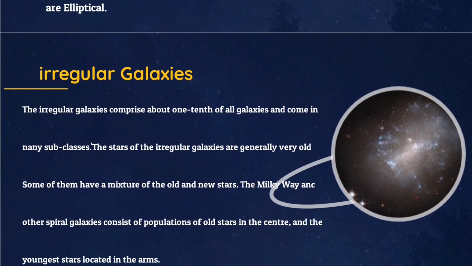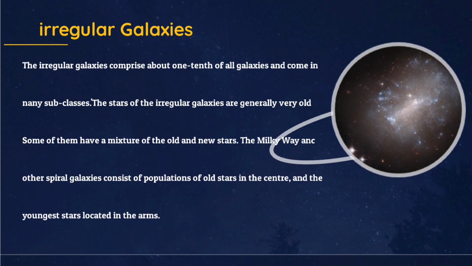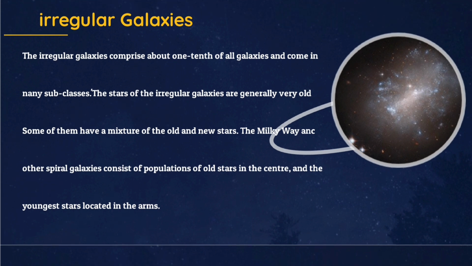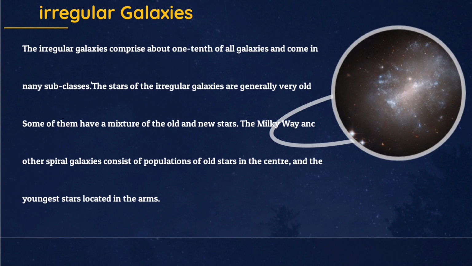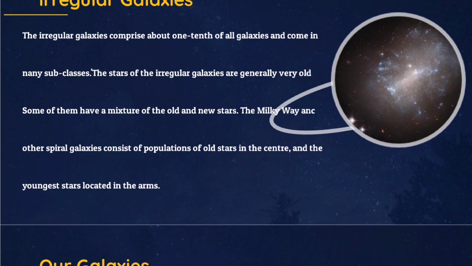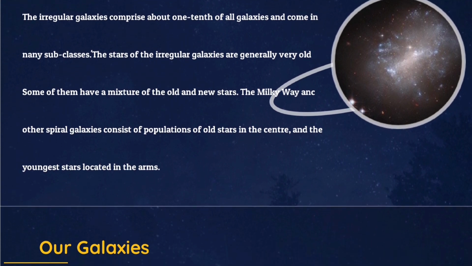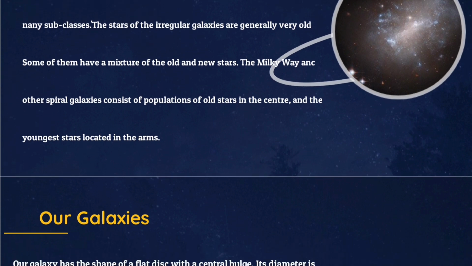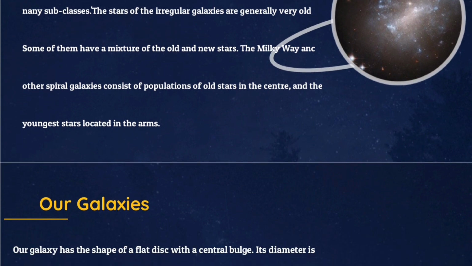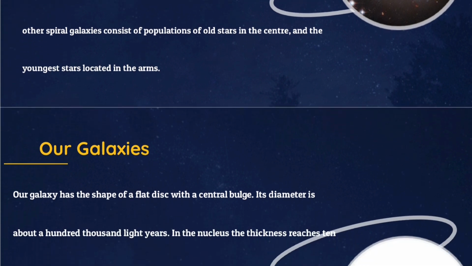Next is irregular galaxies. Irregular galaxies comprise about one-tenth of the galaxies and come in many subclasses. The stars of the irregular galaxies are generally very old. Some of them have a mixture of old and new stars. The Milky Way and other spiral galaxies consist of a population of old stars in the center and the youngest stars located in the arms.